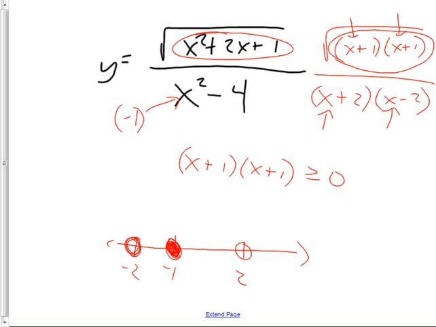-1 is okay. It does not crash the function. How about 2? Does 2 crash the function? Yeah, so we have to leave this empty. Now we test regions and see where this function works and where it doesn't.